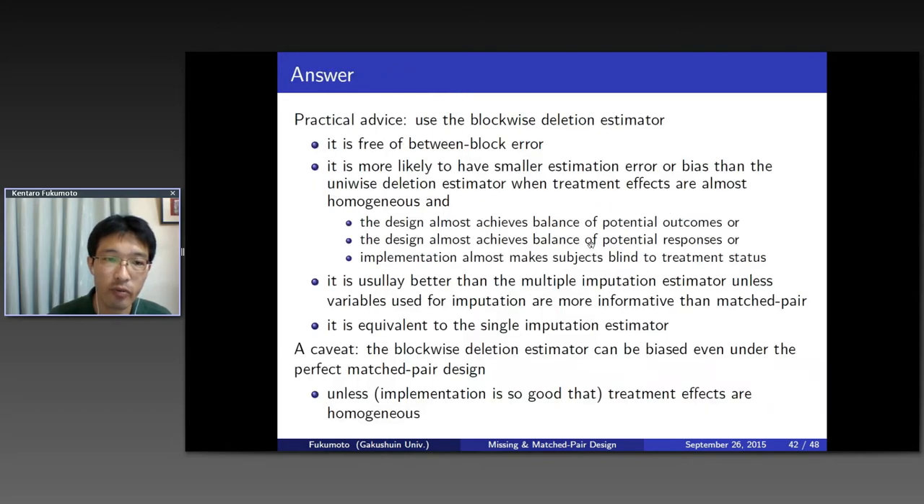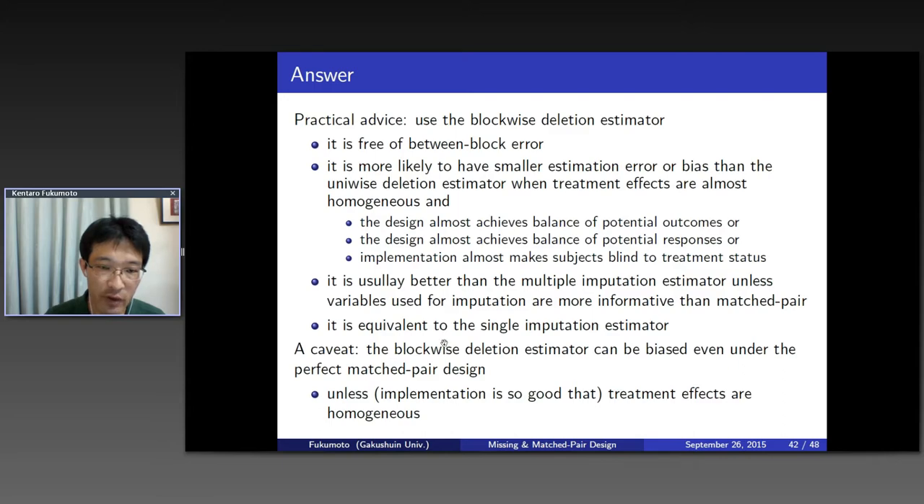Okay, so my practical advice is to use the blockwise deletion estimator. It is free of between-block error, and it is more likely to have smaller estimation error or bias than the unitwise deletion estimator when treatment effects are almost homogeneous and the design almost achieves balance of potential outcomes, or the design almost achieves balance of potential responses, or implementation almost makes subjects blind to treatment status. And the blockwise deletion estimator is usually better than the multiple imputation estimator, unless variables used for imputation are more informative than the matched pair design.